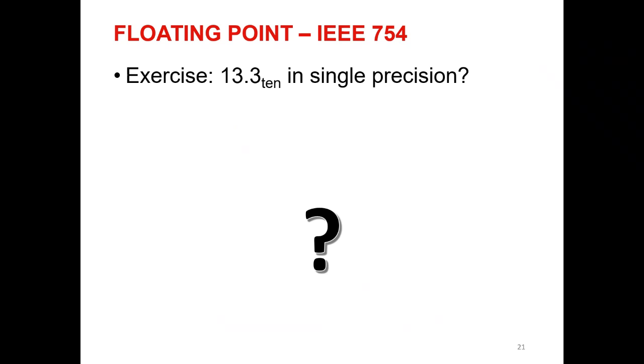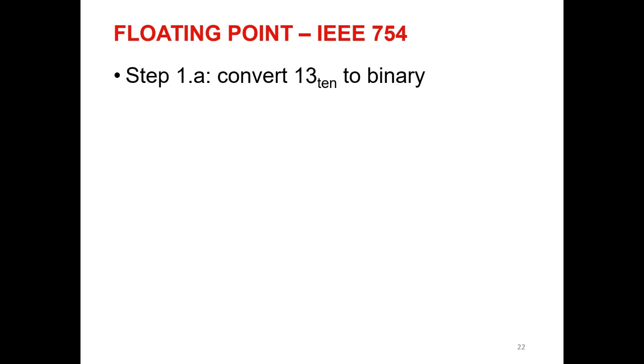Okay, so first of all, step one: in this case, we have some digits before the point and some digits after the point. So first of all, we are going to convert the digits before the point. In this case, the number was 13.3, so we are going to convert first the 13, which is in decimal, to binary.